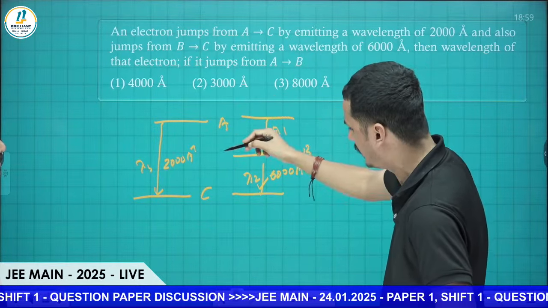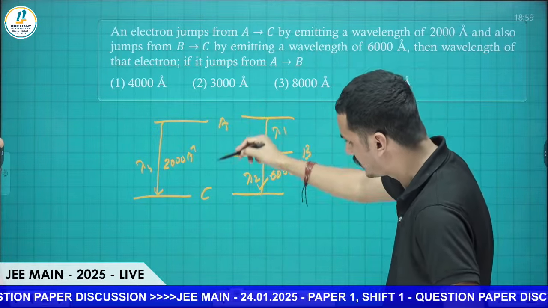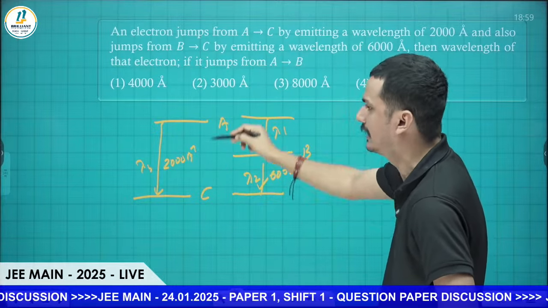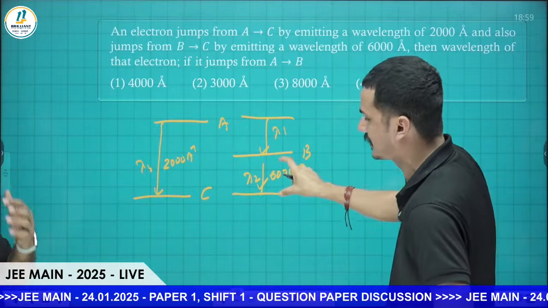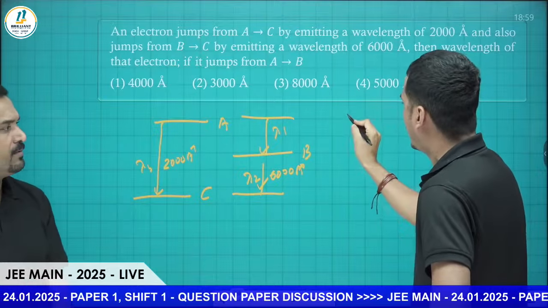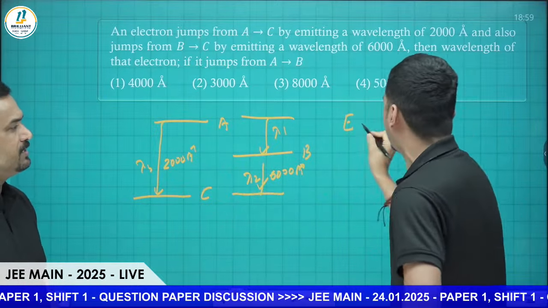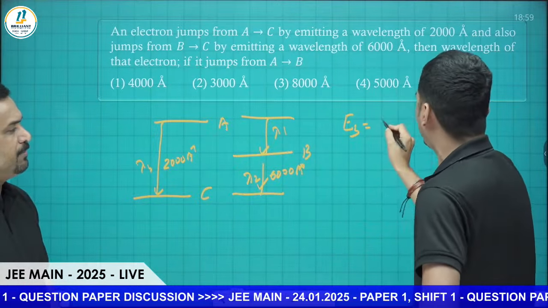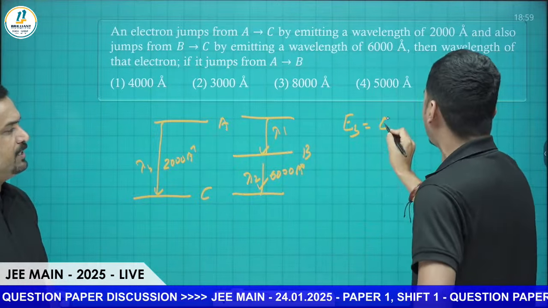So here A to B, then B to C. The thing is that the total energy from A to C will be equal to this energy plus this energy, not wavelength. So I can write E3 equal to E1 plus E2. Then it can be converted into wavelength: hc by lambda 3 is equal to hc by lambda 1 plus hc by lambda 2. hc is a constant, so it gets cancelled. Then 1 by lambda 3 is equal to 1 by lambda 1 plus 1 by lambda 2.